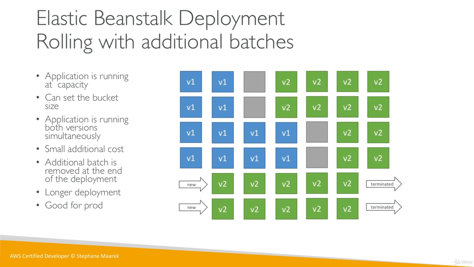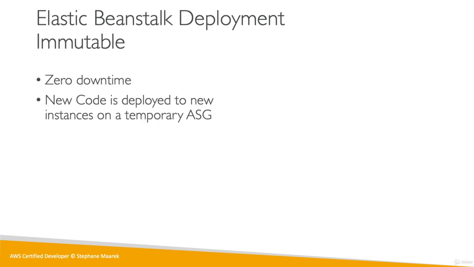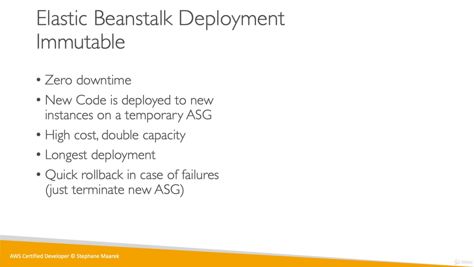Then we have immutable type of deployments. And these deployments are also zero downtime. But this time, the new code is going to be deployed to new instances. So before it was on previous instances, now it's deployed on new instances. And where do these instances come from? Well, they come from a temporary ASG. So there's a high cost, you double the capacity because you get a full new ASG, and it's the longest kind of deployment. As a bonus, though, you get a very quick rollback in case of failures, because to just mitigate failure, you just have to terminate, and not you, but Elastic Beanstalk will just terminate the new ASG. So it's a great choice for prod if you're willing to take a little bit more cost.